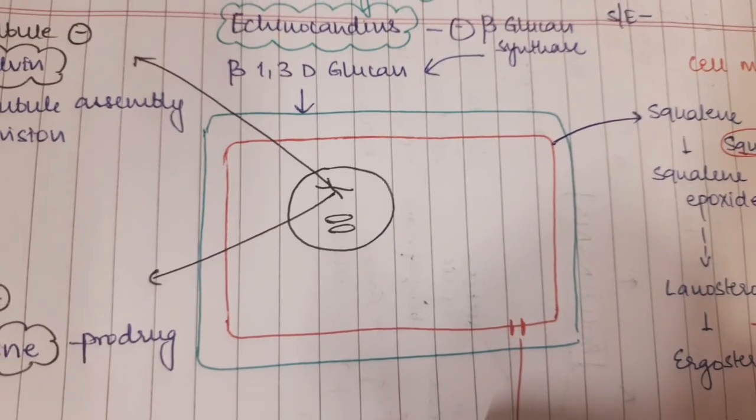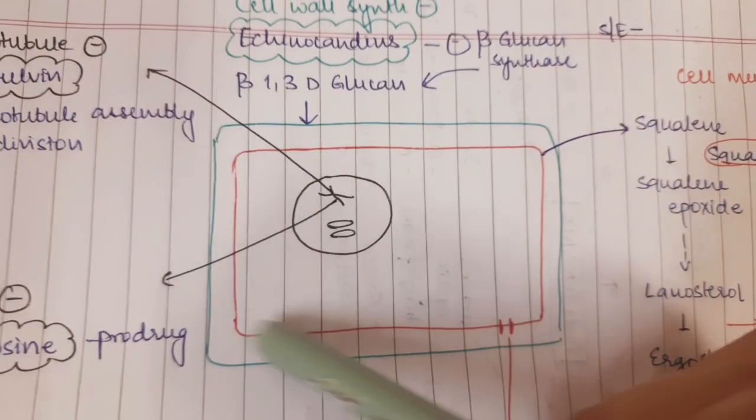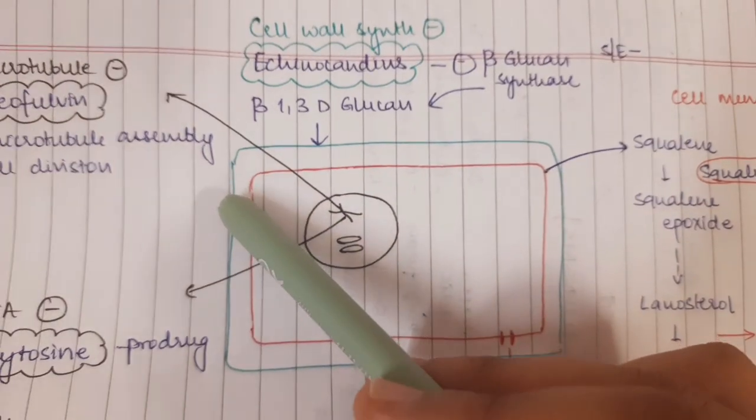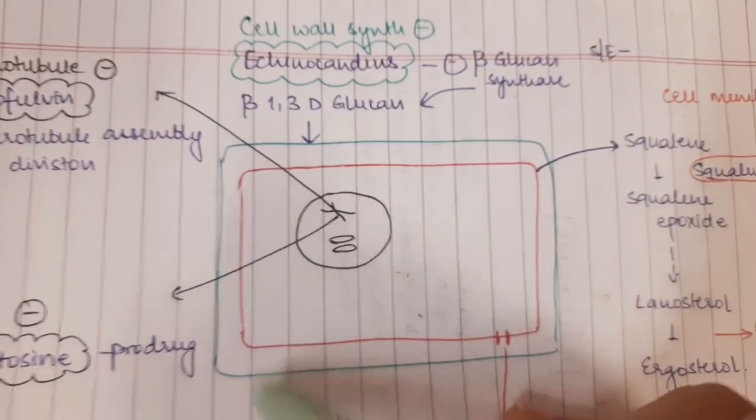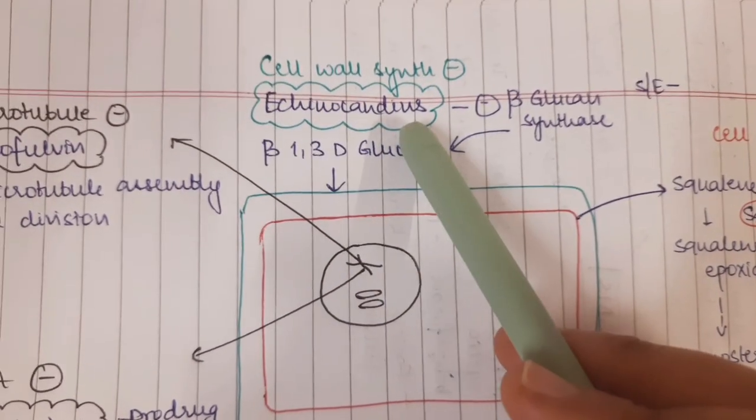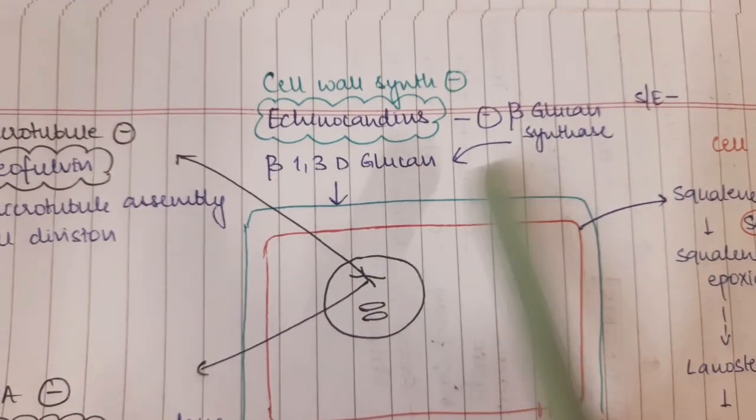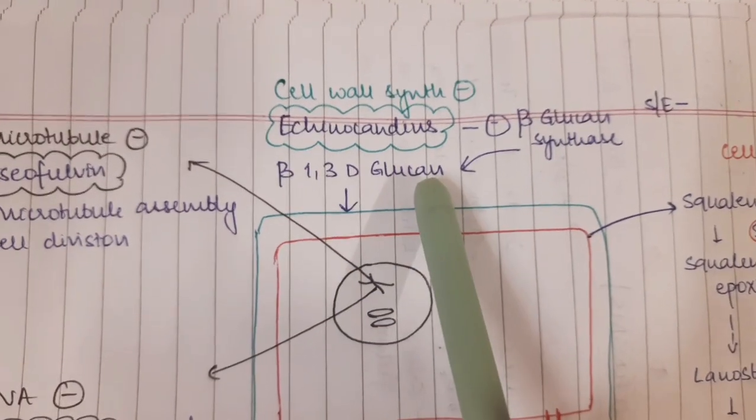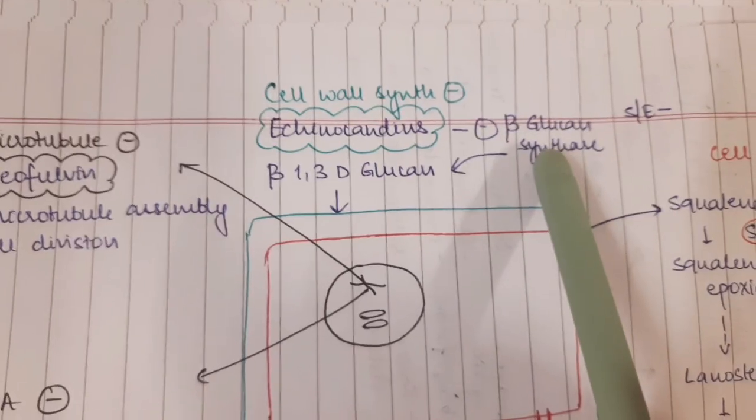Now let us classify each of these drugs based on their mechanism of action. For that, I will explain this to you using a diagram of a fungal cell. So let us assume this is the cell wall, this is the cell membrane, and this is the nucleus containing the DNA. The first group of drugs that we will talk about is echinocandins. Echinocandins are cell wall synthesis inhibitors. In the fungal cell wall, there is one very important component called beta-1,3-D glucan, and that is formed by the enzyme known as beta-glucan synthase.